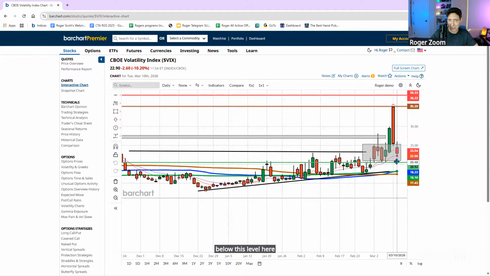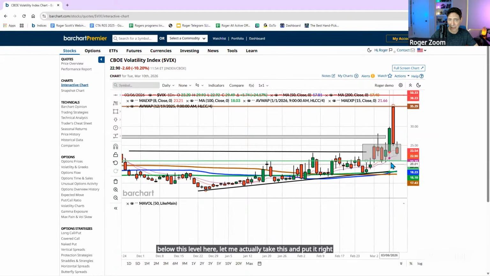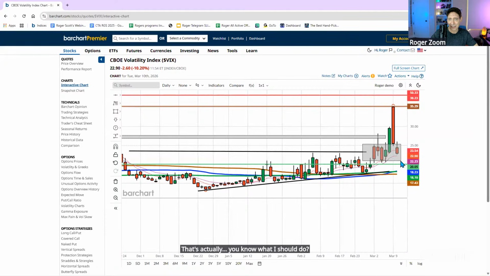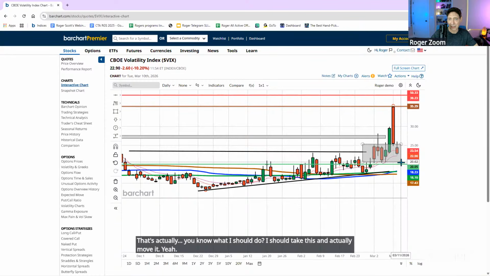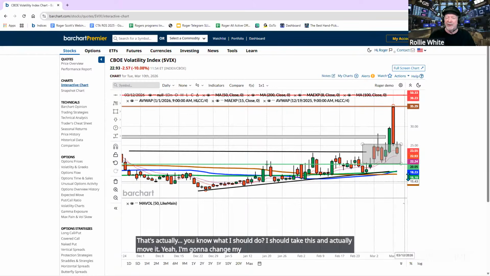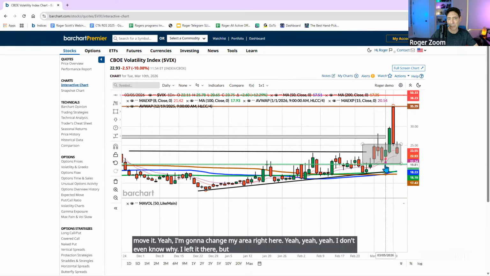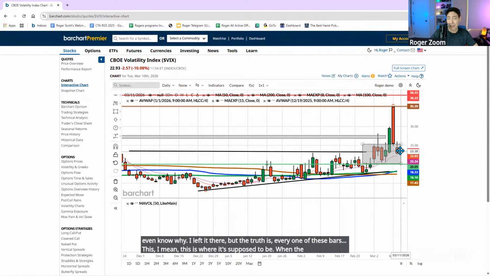Remember what I told you, above and below this level. Let me take this and put it right there so you can see it. Technically, it's actually right here, 20. I should move this and change the range down to the 20. I don't even know why I left it there, but the truth is, every one of these bars is where it's supposed to be.